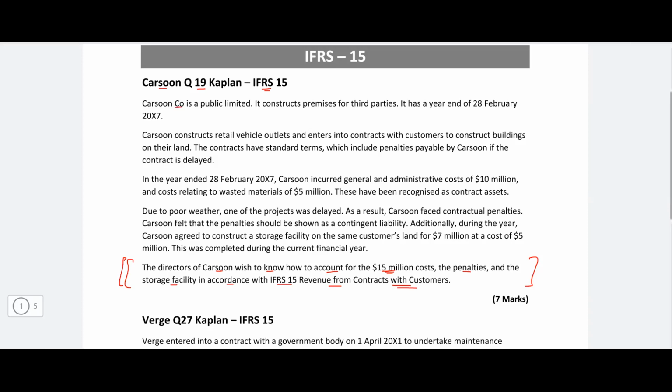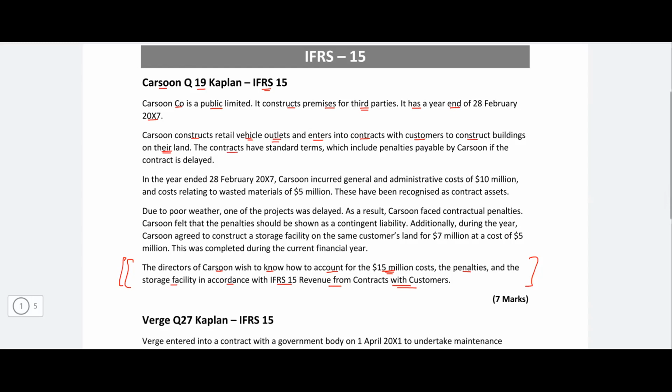Carsoon is a public limited company. It constructs premises for third parties. Okay, so their ordinary course of business is construction. It has a year end of 28 February 20X7. Carsoon constructs retail vehicle outlets and enters into contracts with customers to construct buildings on their land. So basically, we know this is a construction company. What they do is construction for other businesses on their land, retail vehicle outlets.